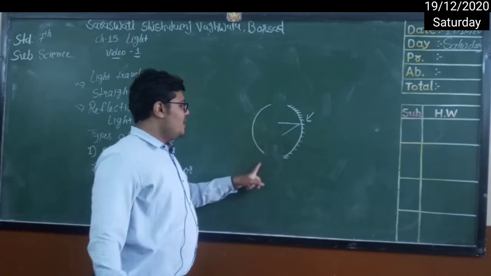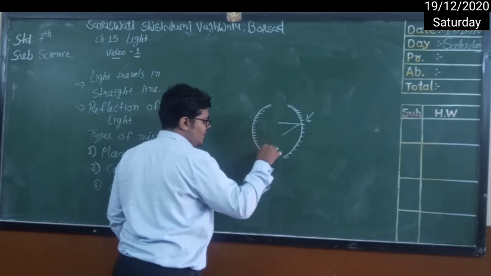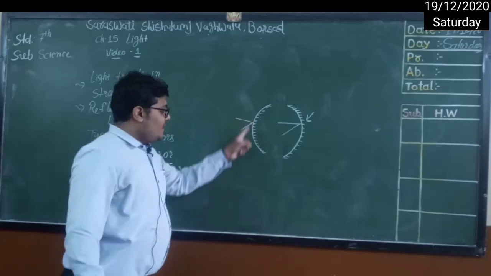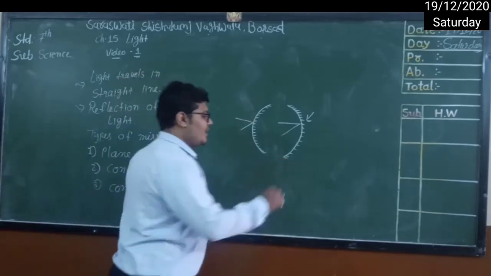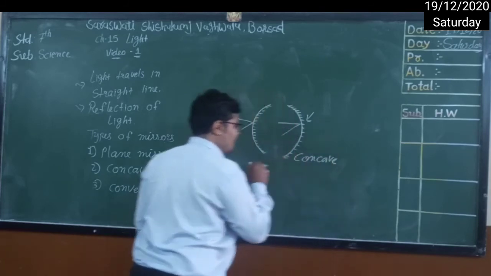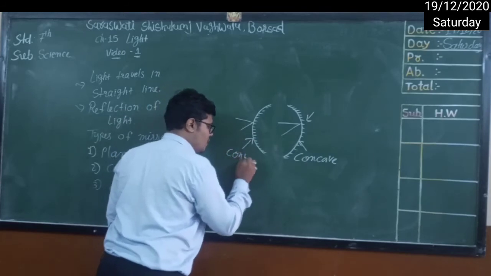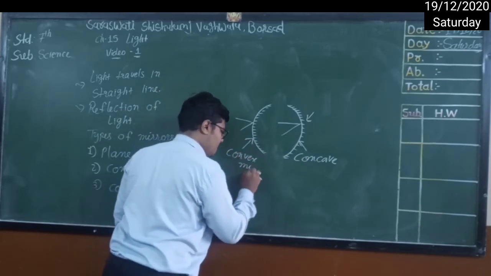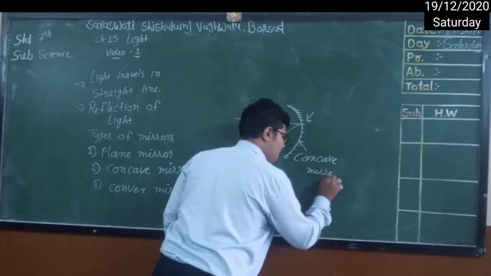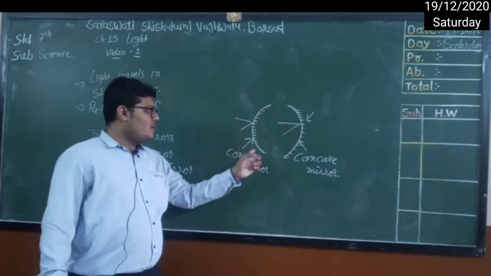And for this part, if I quote the inner part here, this becomes the reflection surface. So this is concave and this is convex mirror, right? This is concave mirror and this is convex mirror.